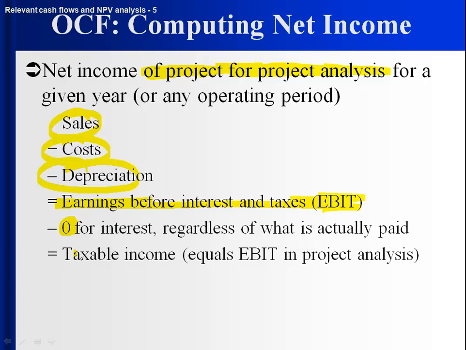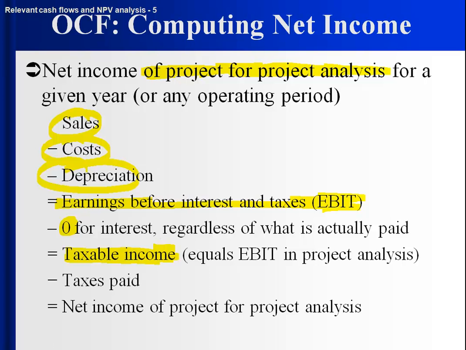So EBIT is also equal to taxable income when we always assume interest is zero. So you figure out taxes and subtract those, taxes paid, and you get net income. And this is a basic income statement, a basic net income statement for a project.